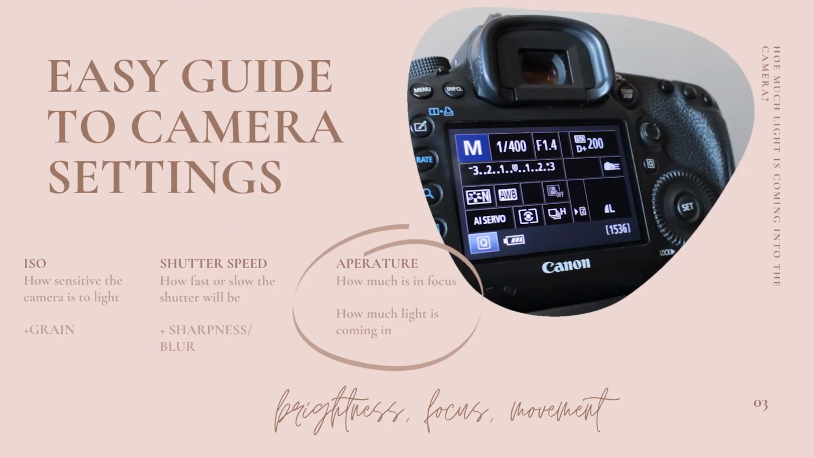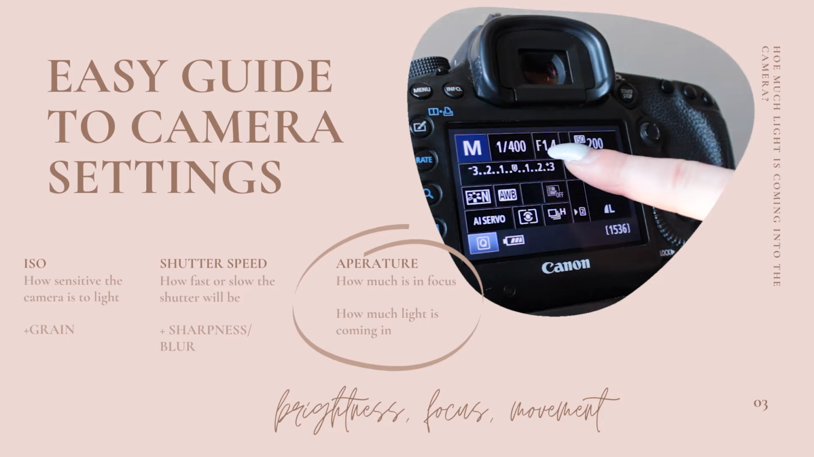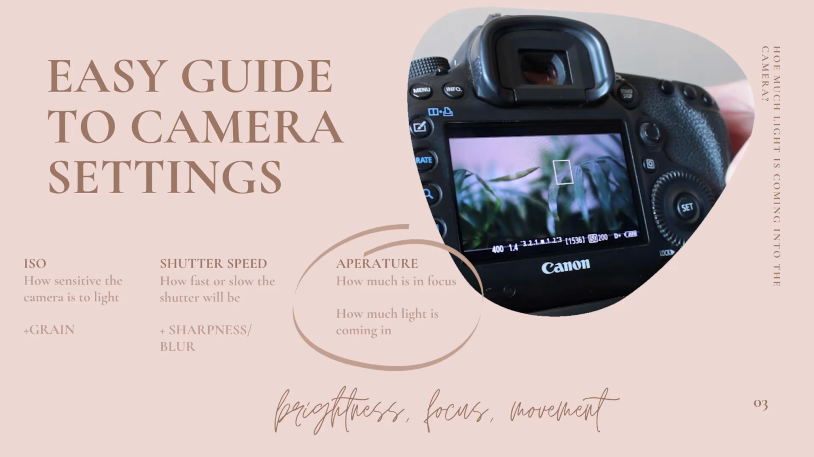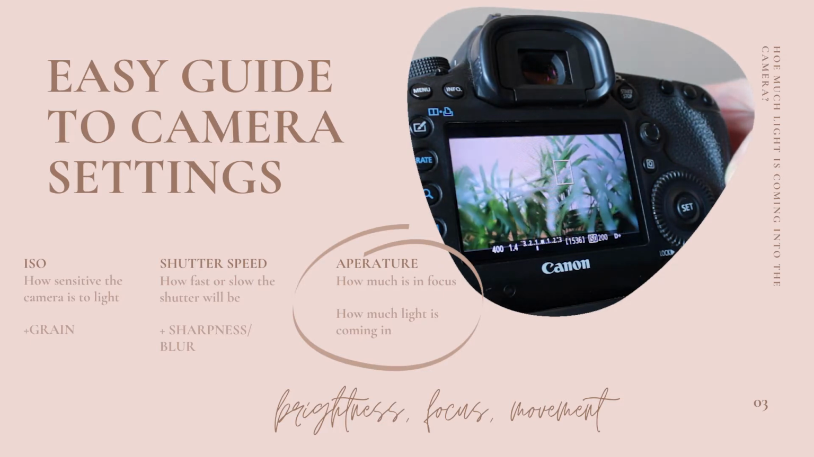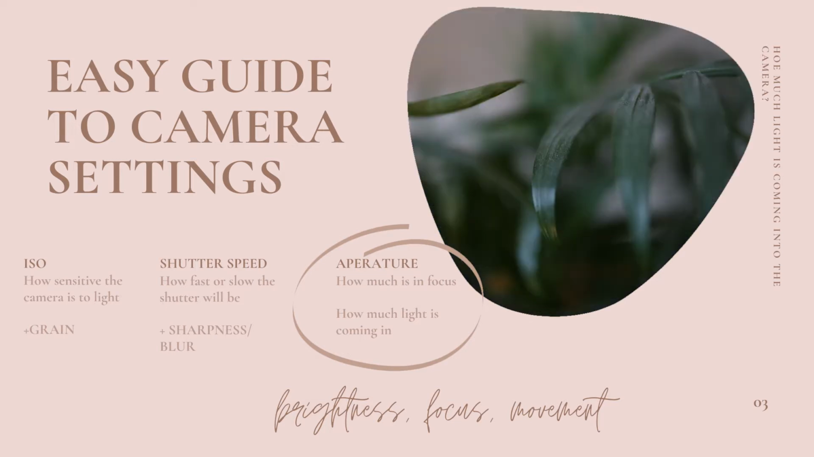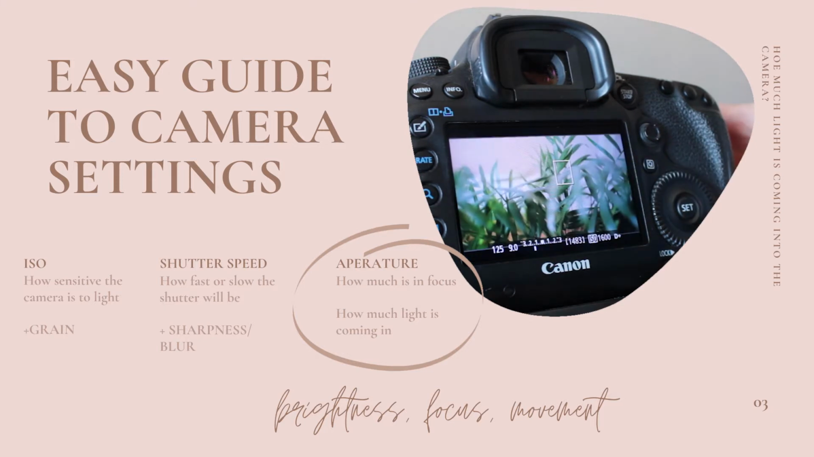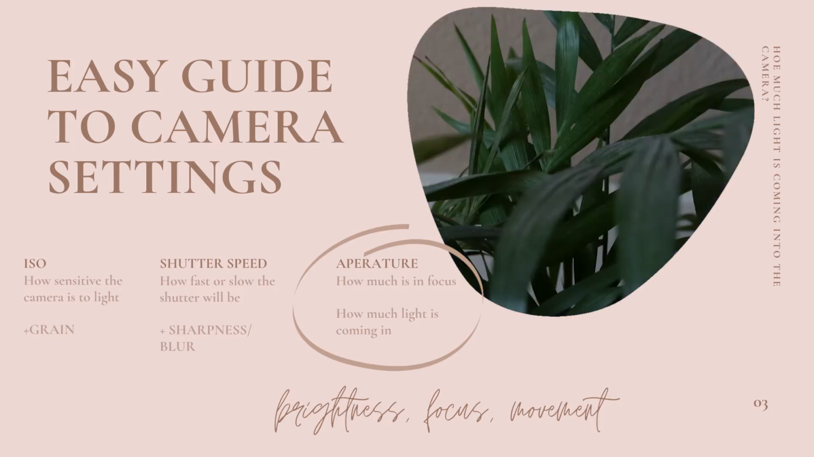So the last setting is aperture, which might be the most complex setting to understand. Your f-stop is going to tell you how open or closed the eye of your lens is. A lower f-stop number is going to have a more open eye, which will give you more light and a more precise focus on a singular point. A larger f-stop number will have a more closed eye of the lens, which will allow for less light to come in, but more of your image will be in focus.